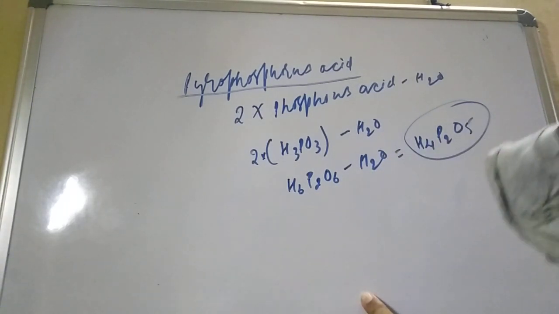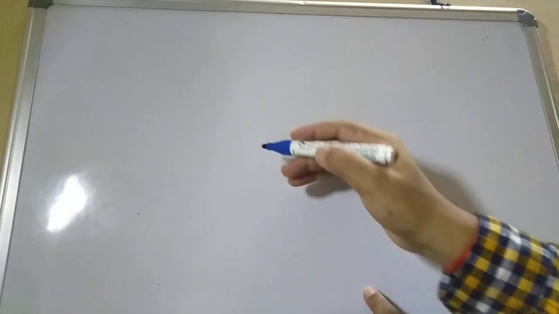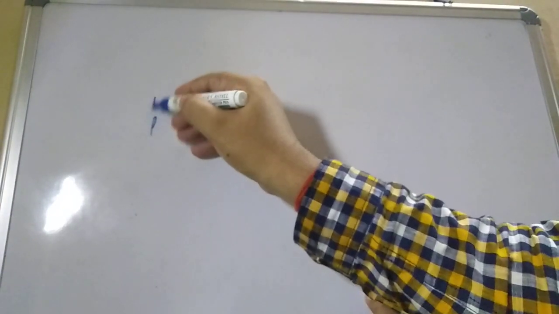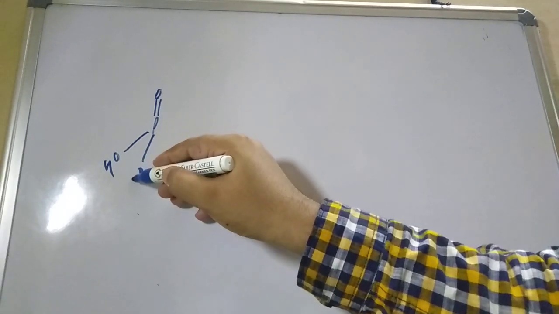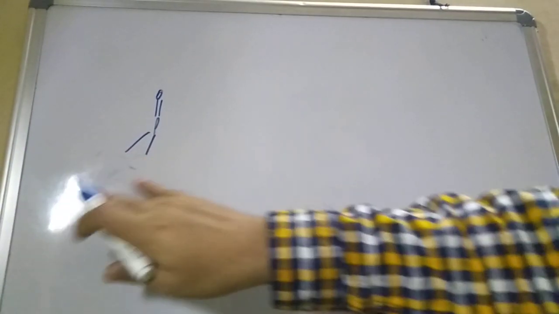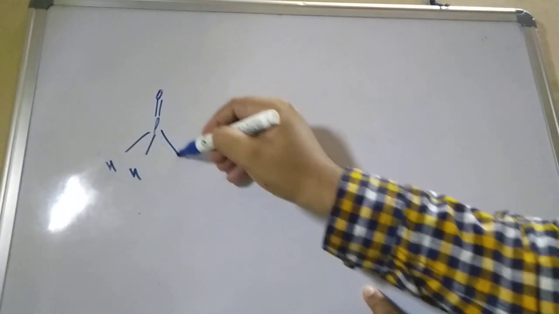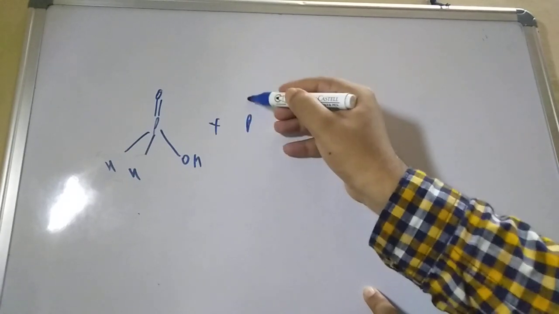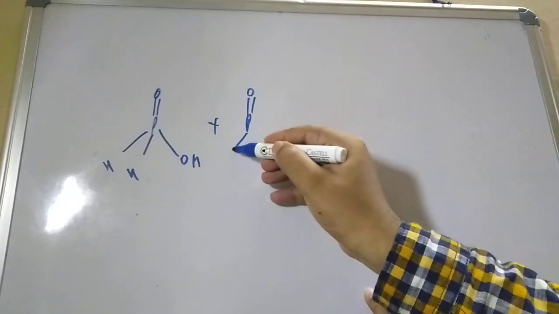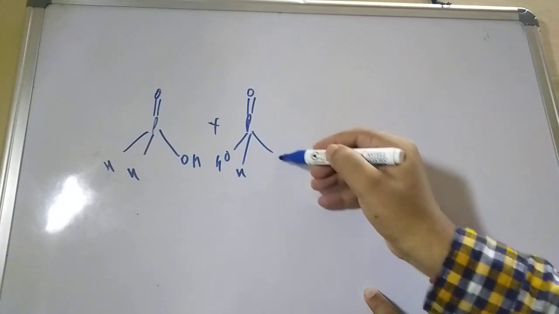Now we have to draw the diagram. How will we be able to draw it? I said from the 2 molecules you are removing the water. So phosphorus acid is P double bond O, here is OH. This side you draw the diagram for better understanding. Here is H, here is H, here is OH. Plus again 2 molecules we are taking. So here is OH, here is H, and here is OH.